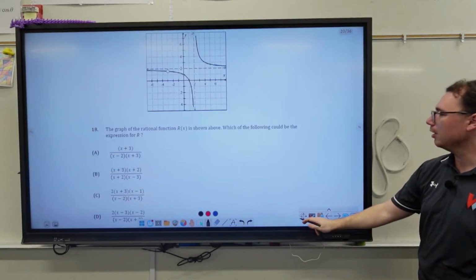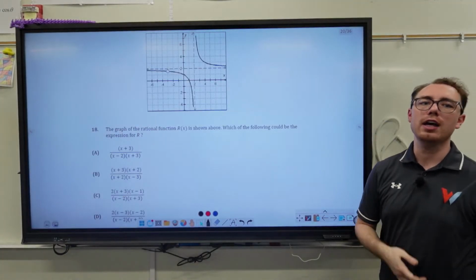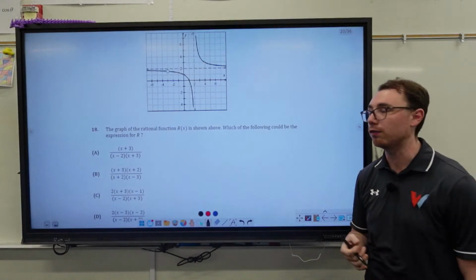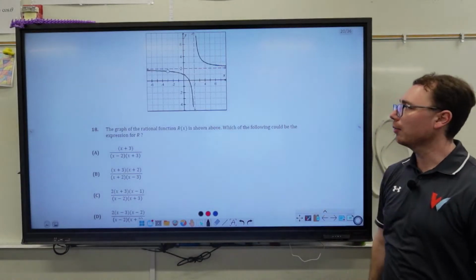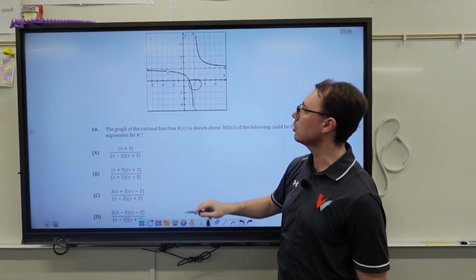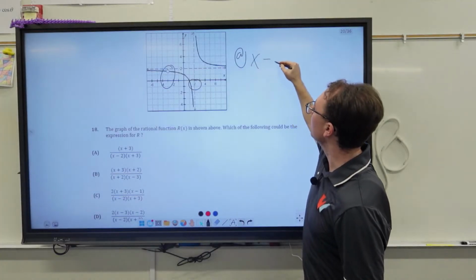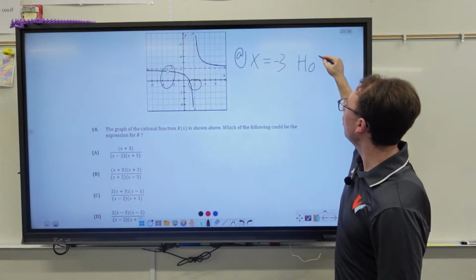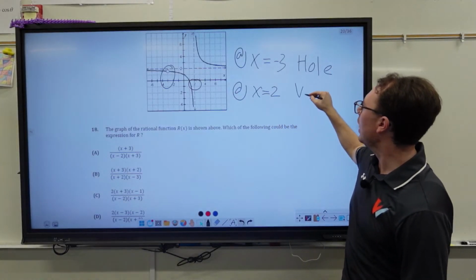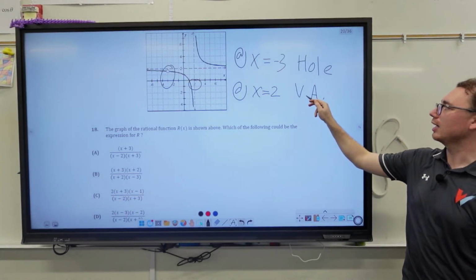For problem 18 here, we're given this graph where the graph of the rational function r of x is shown above. Which of the following could be the expression for r of x? Immediately, I'm going to identify two specific terms here. The first term is going to be this x is 2 and this x is 3. So at x equals -3, we have a hole, and at x equals 2, we have a vertical asymptote.